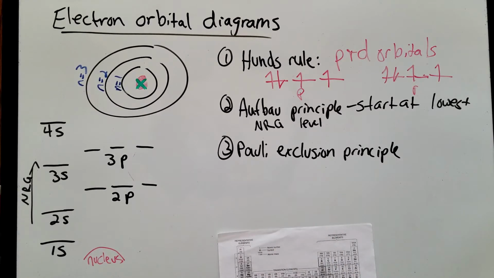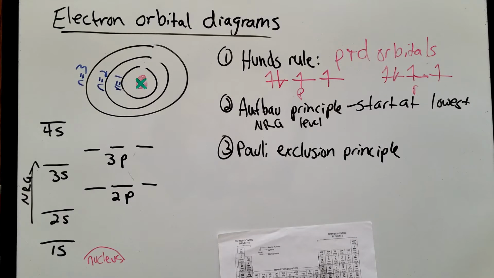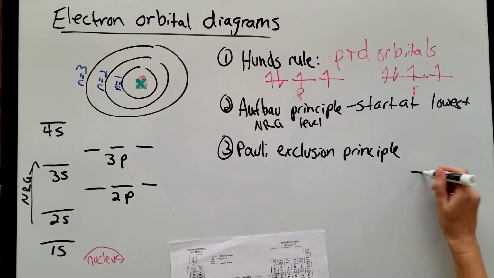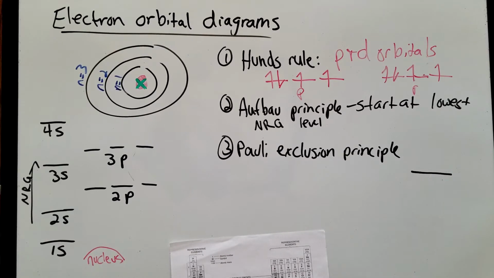Now, the Pauli exclusion principle is going to be the last one that we look at. What the Pauli exclusion principle is saying is that no two electrons should have the same quantum numbers. I know that might sound confusing. Basically what it's saying is that when we look at one of these empty spaces, one of these orbitals, and we put electrons in, we want to make sure that they have opposite spins.